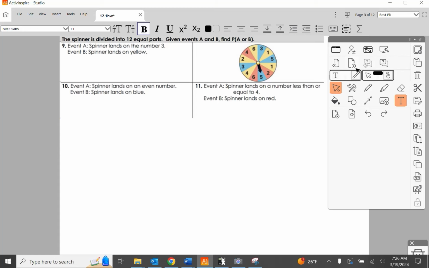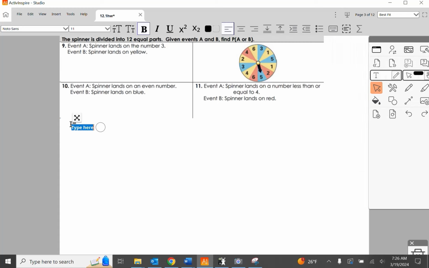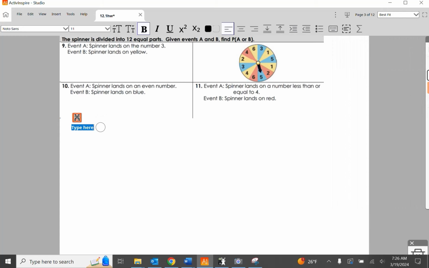The spinner is divided into 12 equal parts. Given events A and B, find the probability of event A or B. Ours one in here is probably 10 or 11. Let's look at 11. 11's the hard one. Event A is the spinner lands on a number less than or equal to 4. So it could be a 1, a 2, a 3, or a 4. And there's 12 parts, so the probability of event A is 4/12, which is 1/3.